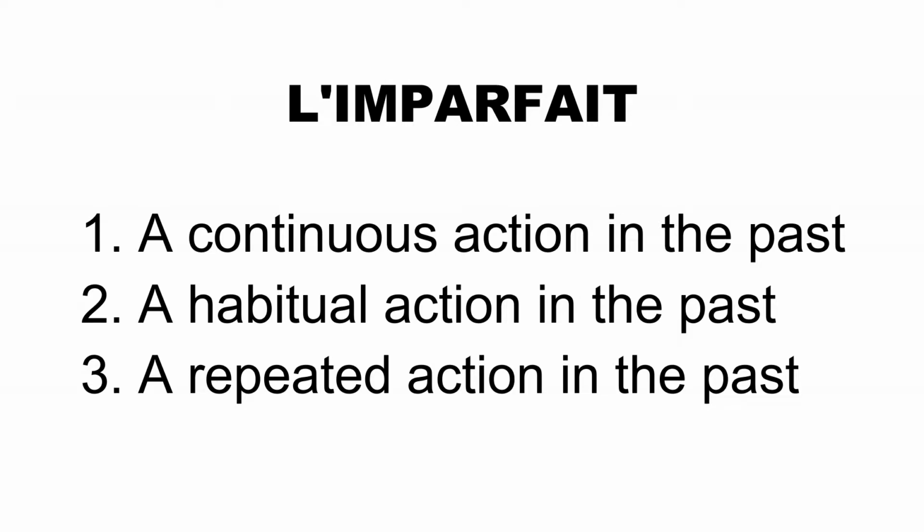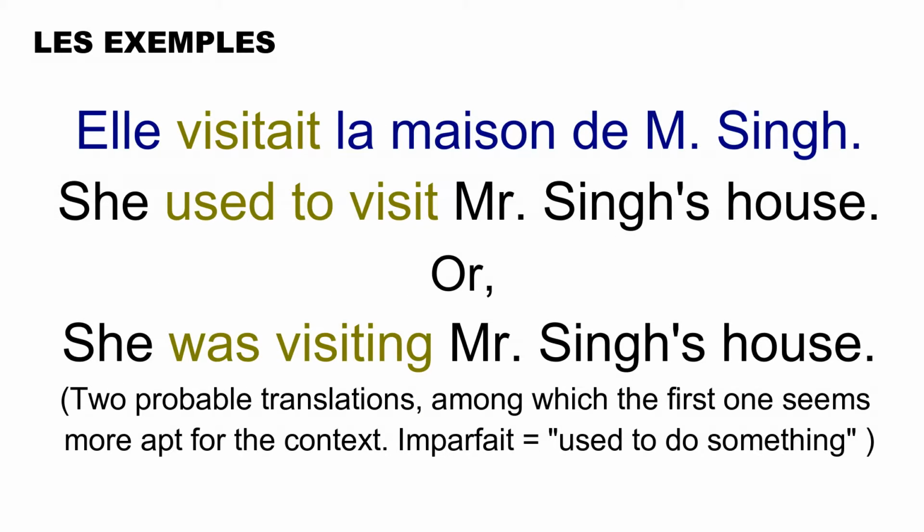Unlike passé composé, imparfait expresses or describes a continuous action in the past, or a habitual action in the past, or a repeated action in the past. Elle visitait la maison de Monsieur Singh. She used to visit the house of Mr. Singh, or she was visiting the house of Mr. Singh. Most popularly, imparfait is used for used to do something.